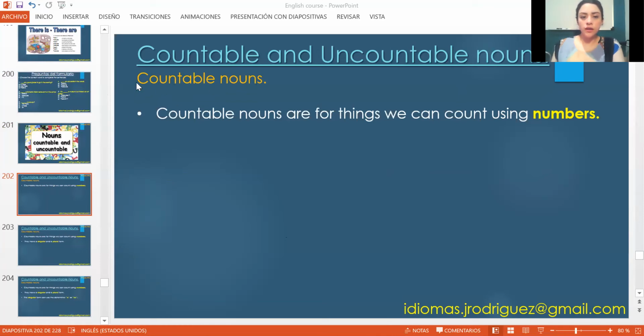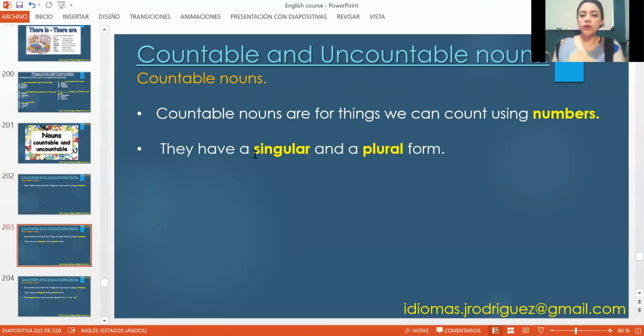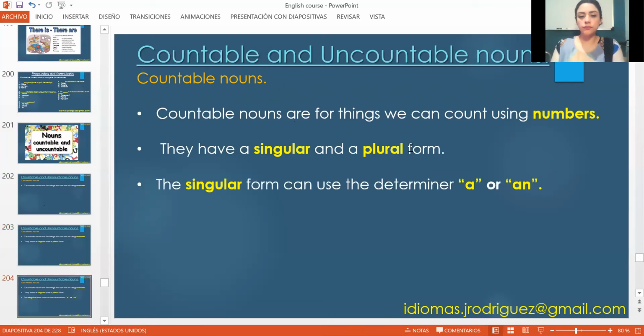We're going to start with the countable nouns. We use countable nouns for things we can count using numbers. ¿Ok? Para hablar de cosas que podemos contar usando números. Right? Next. They have a singular and a plural form. This is very important. The countable nouns have a singular and a plural form. The singular form can use the determiner a or an. It depends on the sound of the next word.